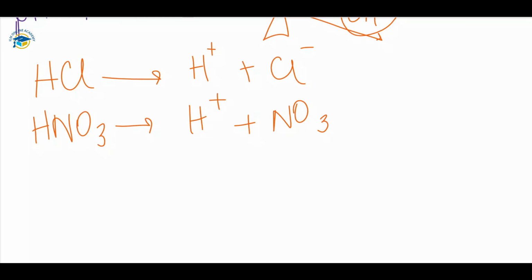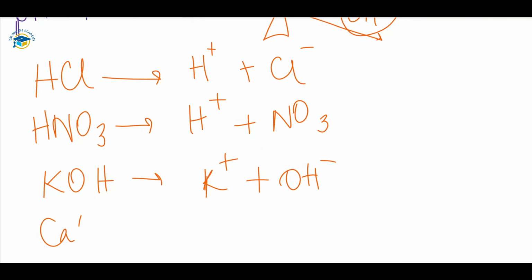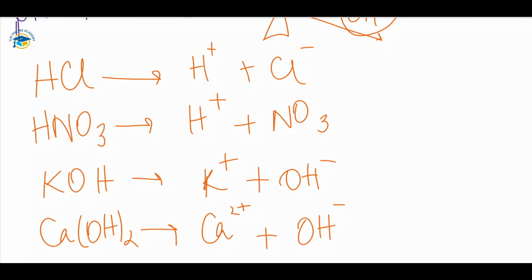Next, if we talk about some bases or alkalis, like potassium hydroxide. Potassium hydroxide gives us potassium ions in the aqueous solution plus hydroxide ions. And then if we have calcium hydroxide, that is present as in the lime water, it gives us calcium 2 positive, plus hydroxide ions, OH negative, in the aqueous solution. So these are the ions that are present in the solution of some acids and bases.